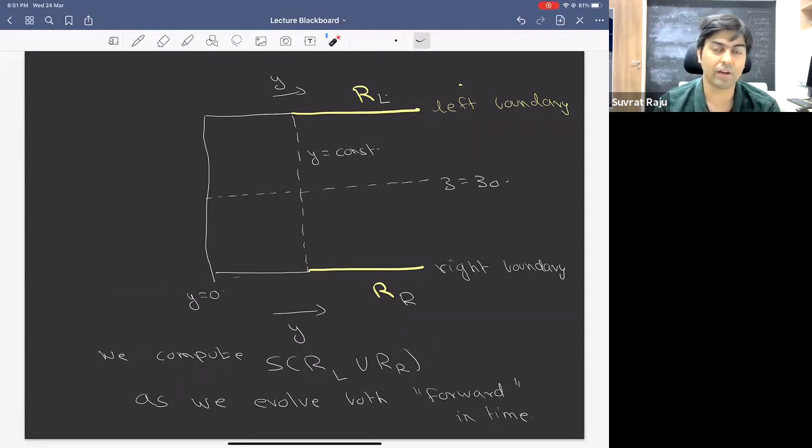If you just look at R right, some region on the boundary, if you just look at one boundary, things are time translationally invariant. Things are not time translationally invariant only if you look at correlators between one boundary and the other boundary. So if you were to just look at R right, there would be no interesting time dependence in that. And similarly for R left, it's only for S of R left union R right that you'll get interesting time dependence.